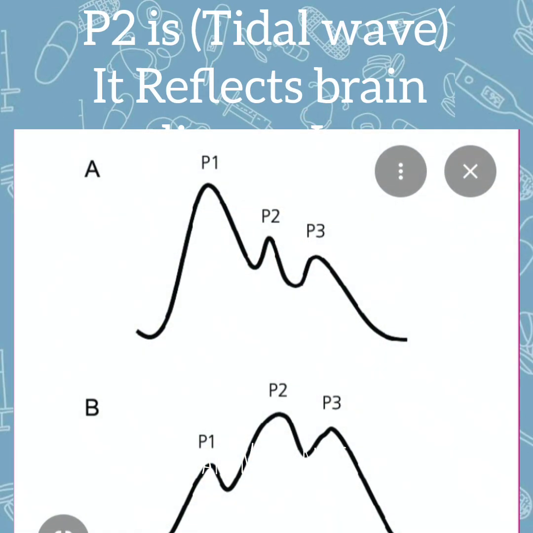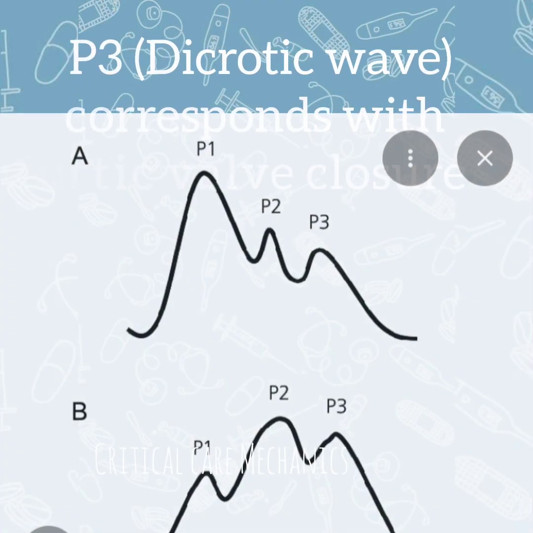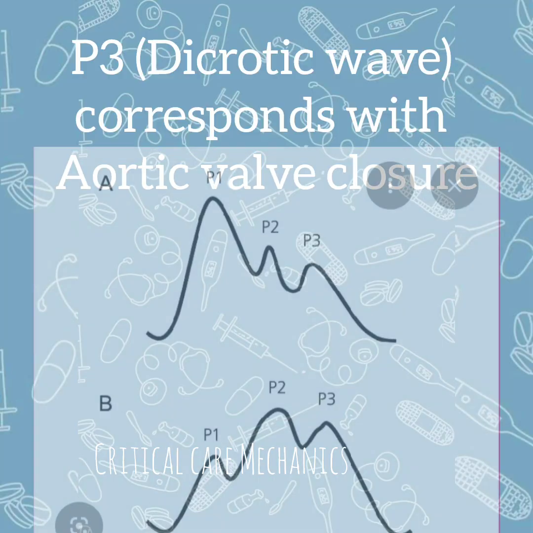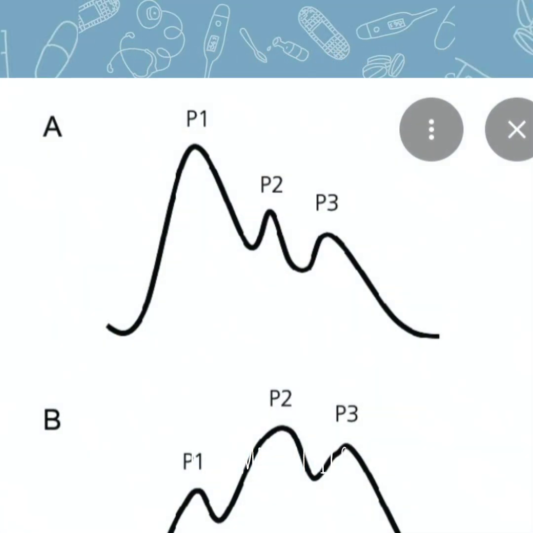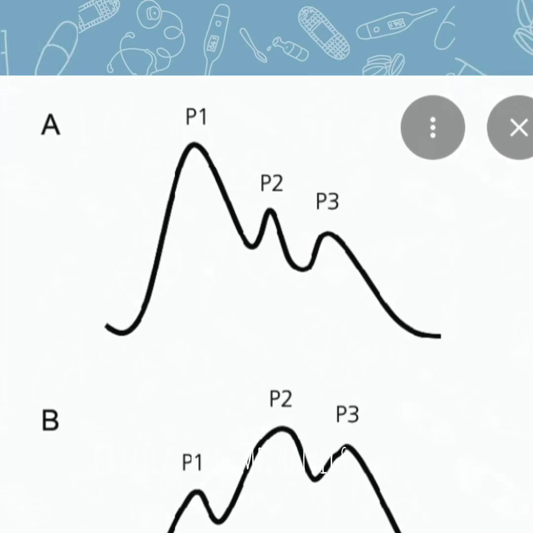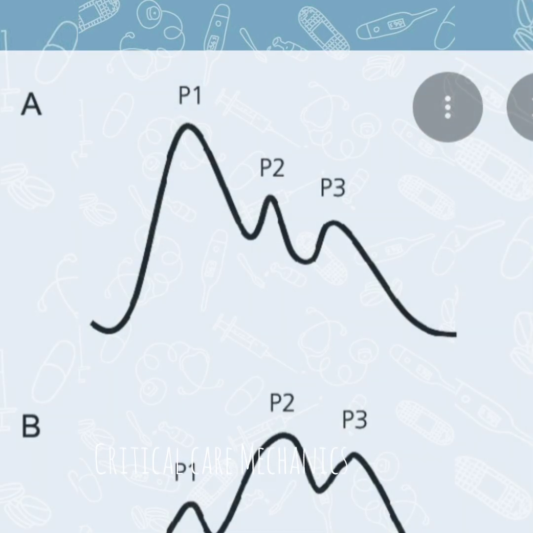An increase in P2 means decrease in brain compliance, a bad sign. P3 is the dicrotic wave, corresponding with aortic valve closure. Normal pattern: P1 greater than P2 greater than P3. Abnormal pattern: P2 greater than P1 means reduced brain compliance and is an early warning of raised ICP.